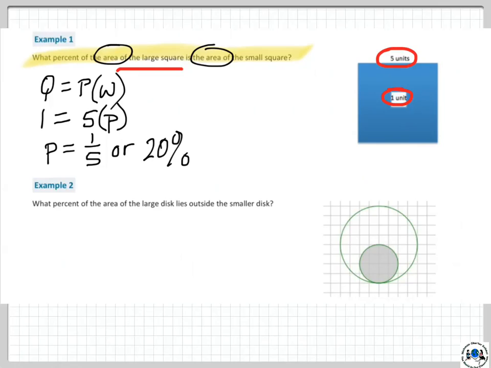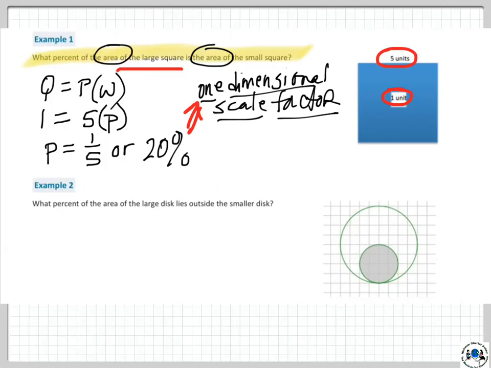Now I'm just remembering what I did. What I've actually done here is I have not gotten the area first. What I've done is I've taken the side. This is one method of doing this. You may have done it differently, and that's fine. But I've taken the side measurement and found the scale ratio, the scale factor of the sides, the one-dimensional measurement. And now you'll see, that is the one-dimensional scale factor, 20%.